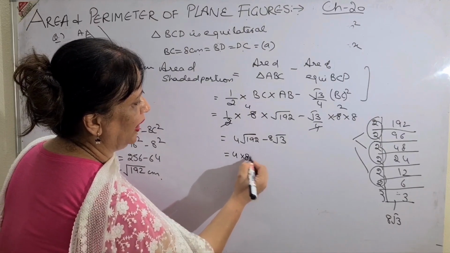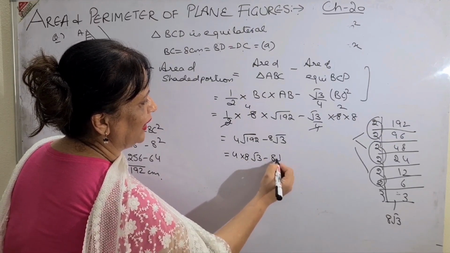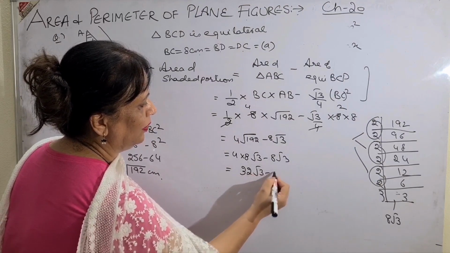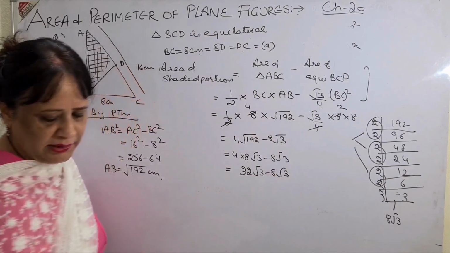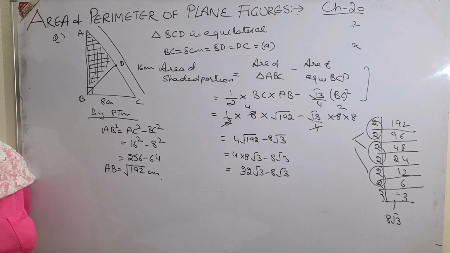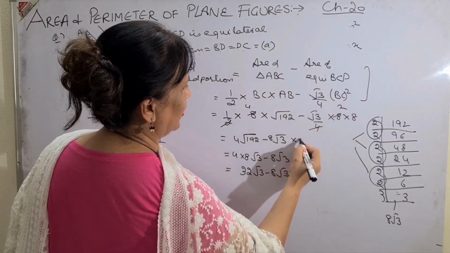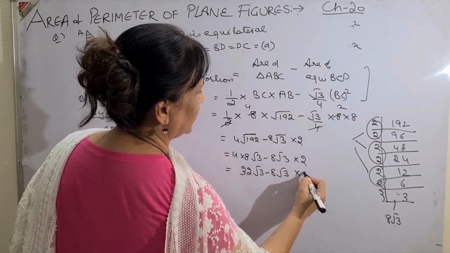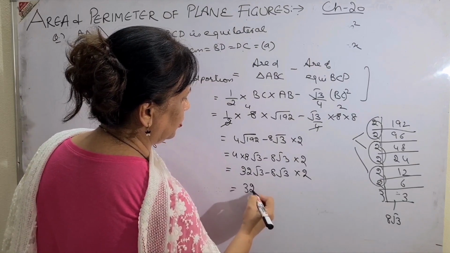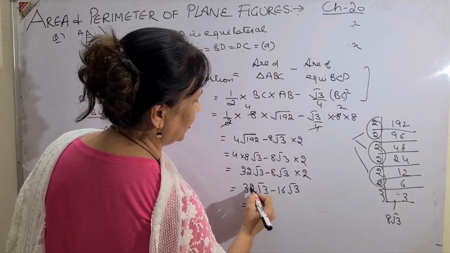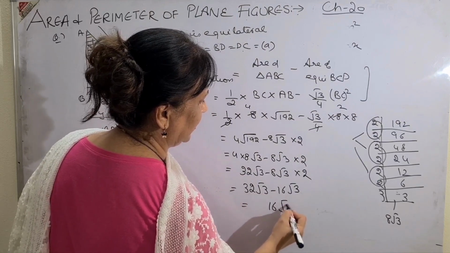4 into 8 root 3 minus 8 root 3, that is 32 root 3 minus 8 root 3. Or, since 2 is left, you multiply by 2 also. So this will be 32 root 3 minus 16 root 3, which will be 32 minus 16, that is 16 root 3.